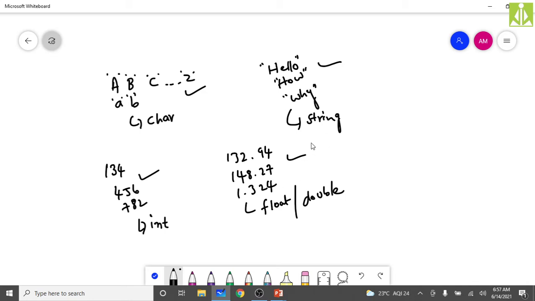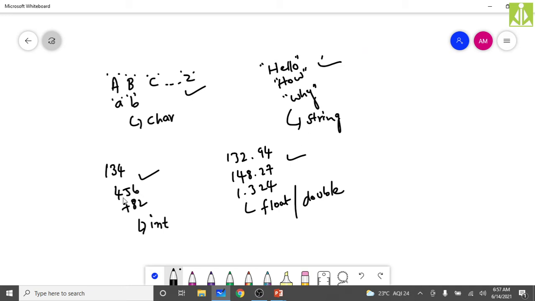And moreover, when you are taking a type of data, its behavior is also different, isn't it? Suppose you're taking the sequence of characters, that is nothing but you are taking string. If you take string, can you perform arithmetic operations like addition, subtraction, multiplication on that string? Can I add this hello with this how? Not possible, we cannot add, isn't it? So when you are taking a type of data, its operations are also different.